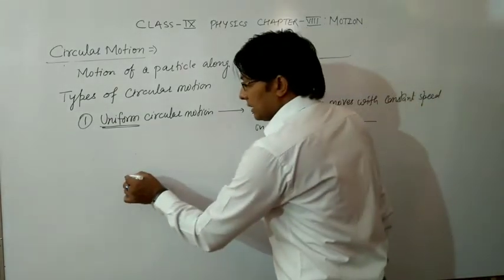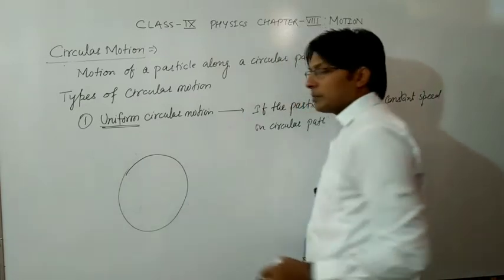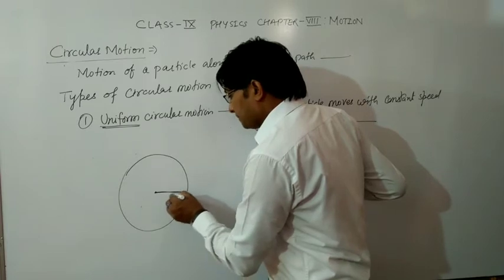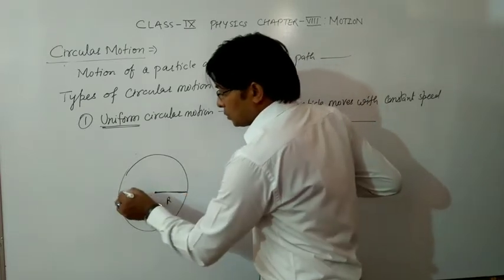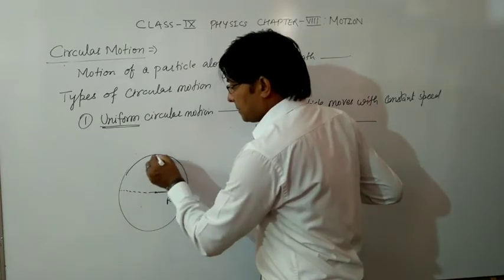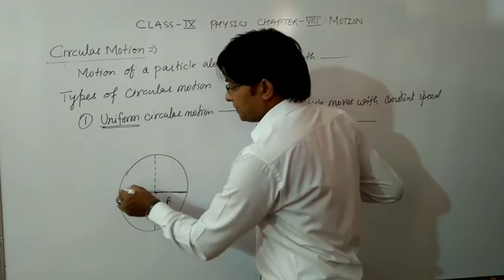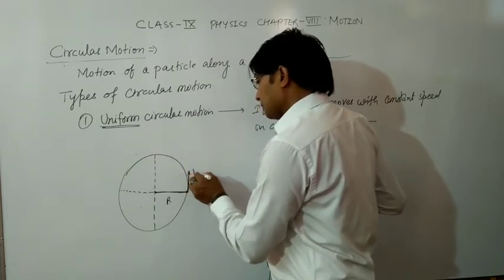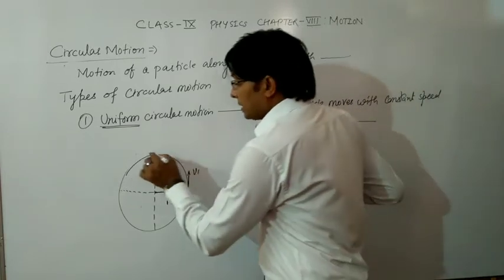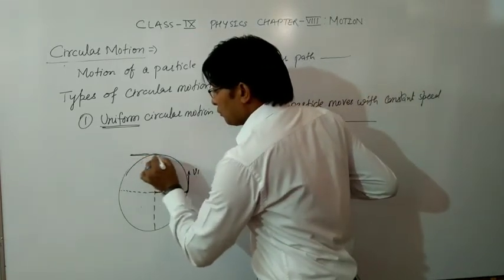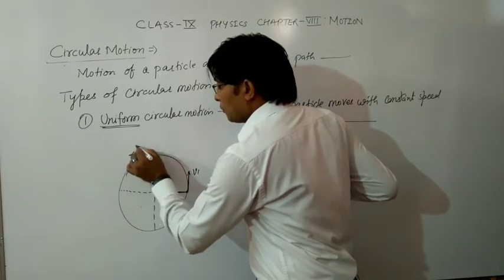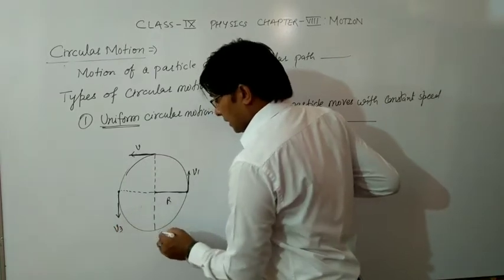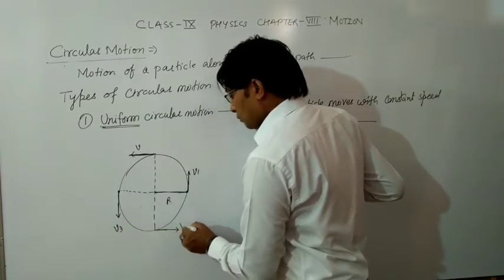Okay, suppose this is the circular path along which the particle is moving, and the radius of the circular path is, suppose, r. So if I talk about the particle at these four different points, suppose at this point the velocity is v1 vector or v1. At this point the velocity becomes v2. At this point the velocity becomes v3, and at this point the velocity becomes v4.